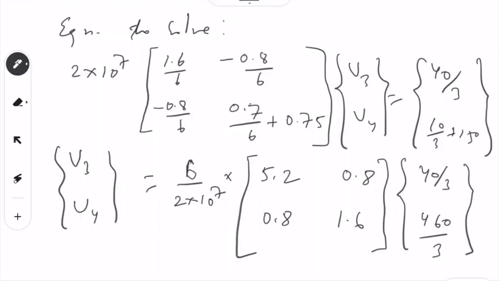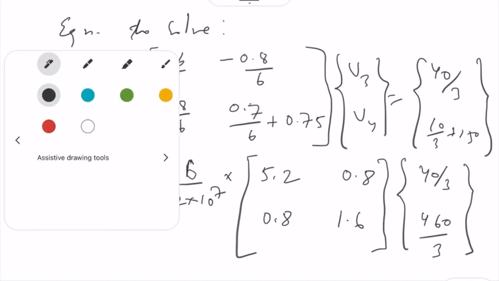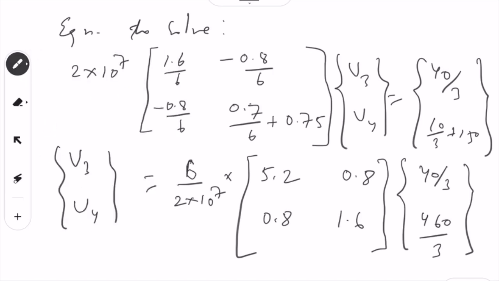So if you calculate the value of u2, u3 and u4, you will get simply 5.76 and 7.68 multiplied by 10 to the power minus 5. Okay, and this is in meters.